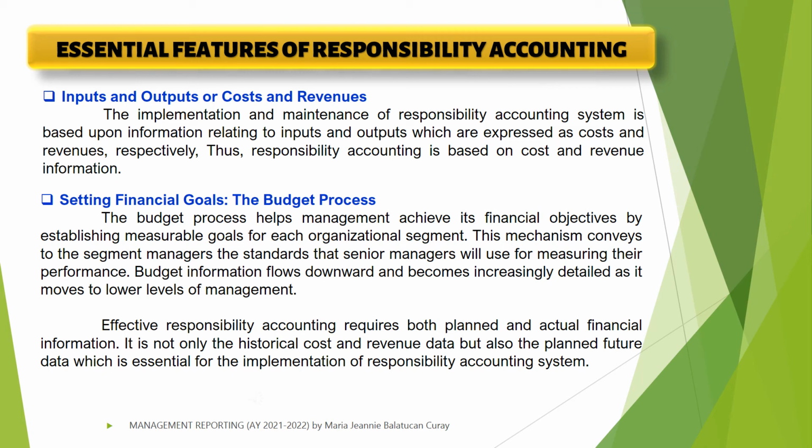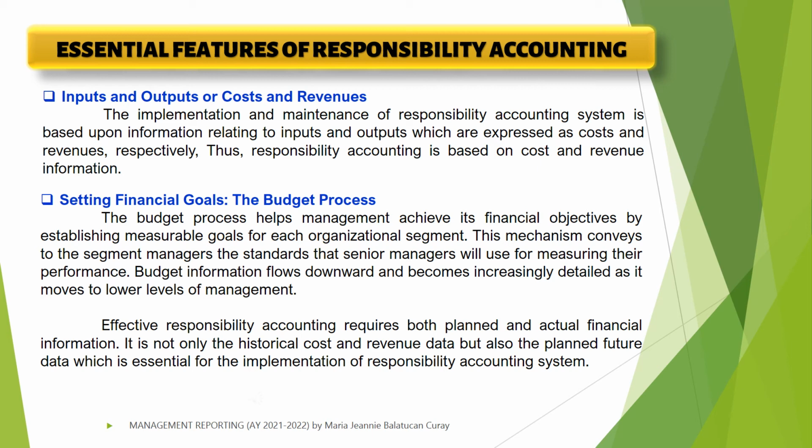First, the inputs and outputs, or cost and revenues. The implementation and maintenance of a responsibility accounting system is based upon information relating to inputs and outputs, which are expressed as cost and revenues respectively. Thus, responsibility accounting is based on cost and revenue information. Next, setting financial goals, the budget process.